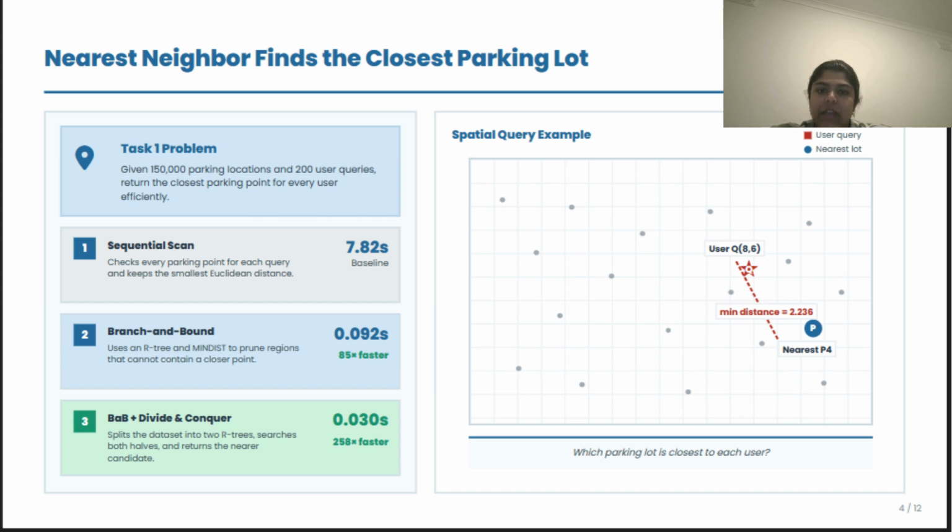I implemented everything in Python as required, with no external spatial libraries. The sequential scan took 7.82 seconds as the baseline, and branch and bound took 0.092 seconds, which is 85 times faster. Branch and bound with divide and conquer took 0.030 seconds, which is 258 times faster. And let me explain exactly how and why.